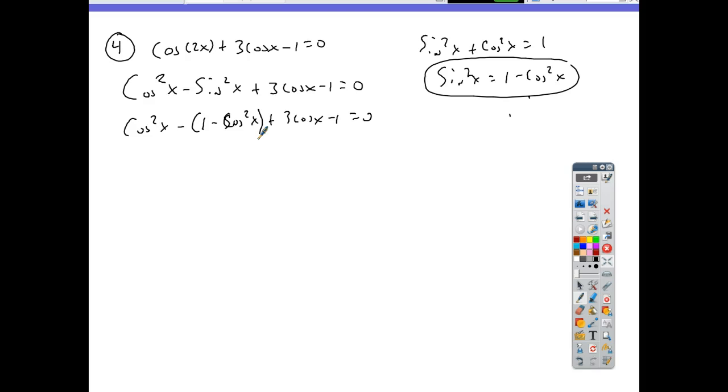Well, yeah, I've got a minus sign out here, right? So I should distribute the minus sign first. The minus sign right there, algebra. So I get cosine squared x minus 1 plus cosine squared x plus 3 cosine x minus 1 equals 0. Agreed? All right, so far so good. Now, algebra. What do we do?